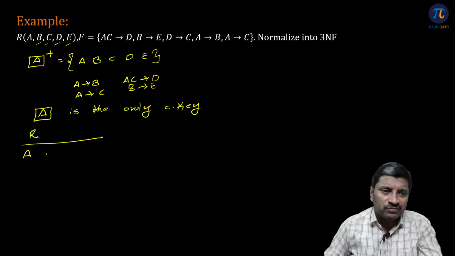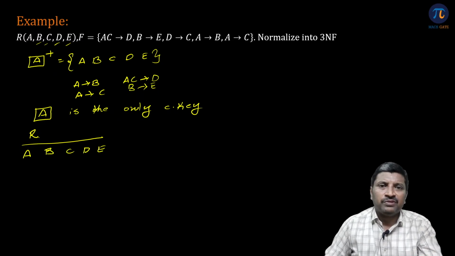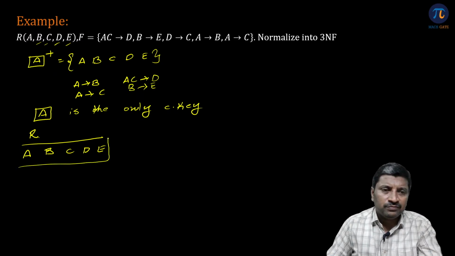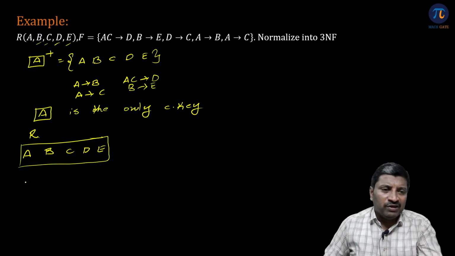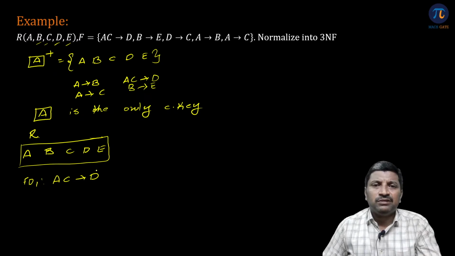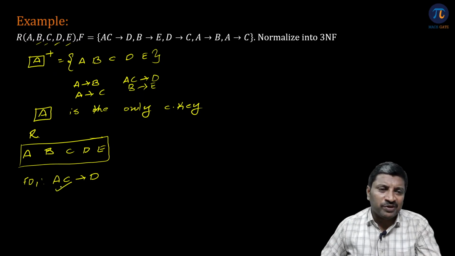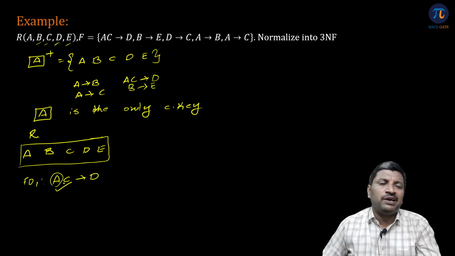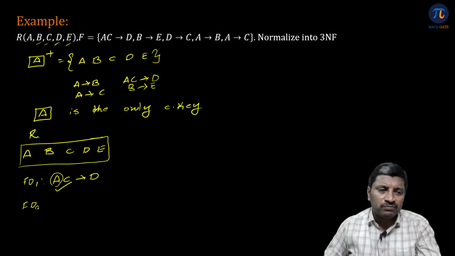Now, consider the relation A, B, C, D, E. What is the first functional dependency, sir? AC implies D. The left is a super key because I have the candidate key on the left side. So it is following the rules.